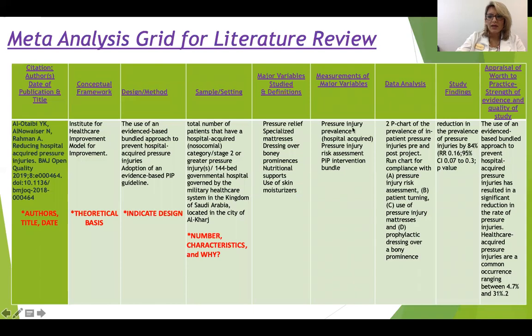Okay, and here we have the meta-analysis grid that we used. It's on your Canvas website. You can download it. It's a template you're going to use in Word. You're going to break down all 12 of your research articles into this grid and fill in the blanks: the authors, the conceptual framework, the design method. Through this, you will develop a great summary of all the articles and all the research you've done to formulate your own research.